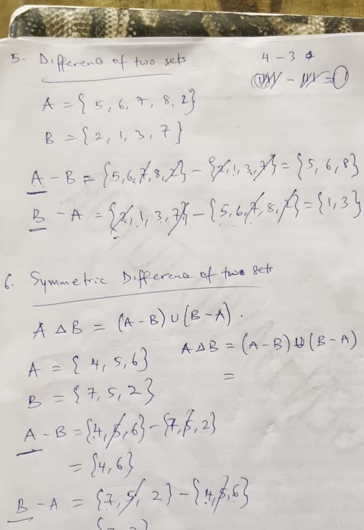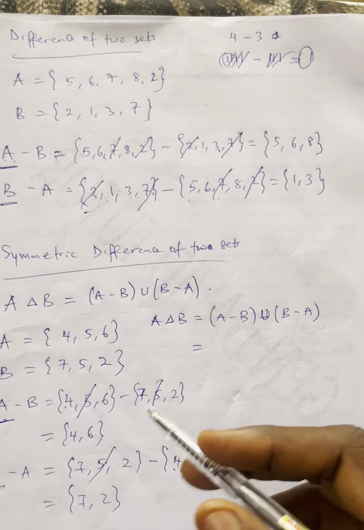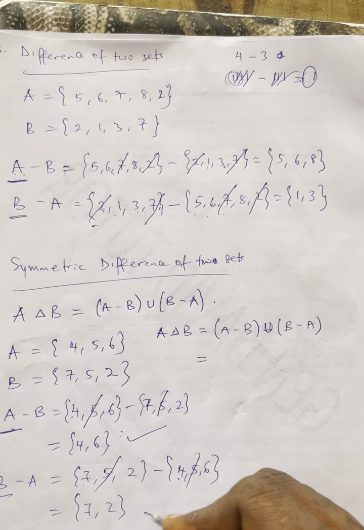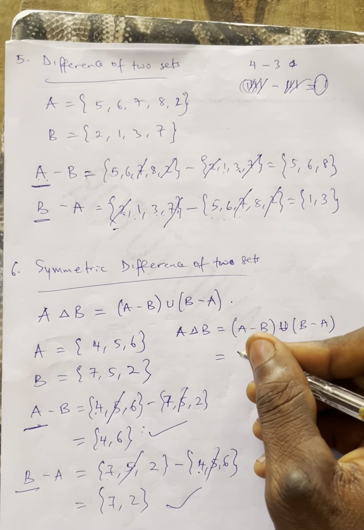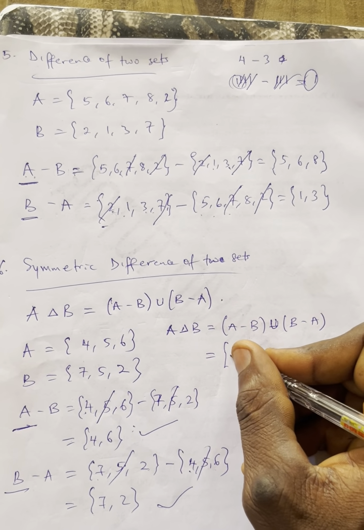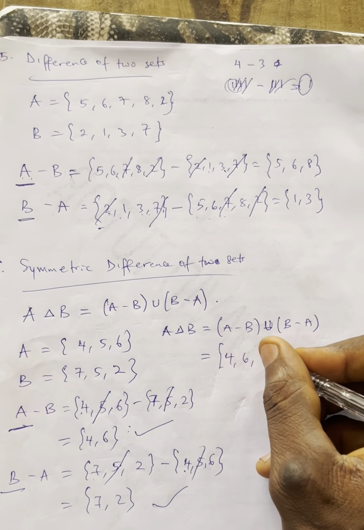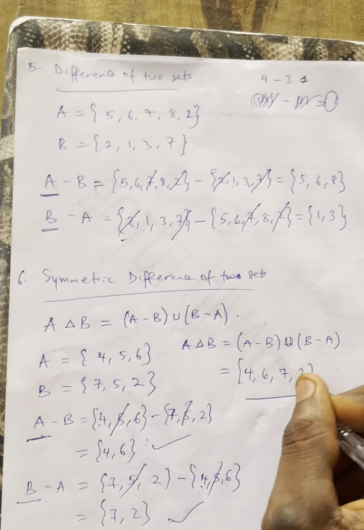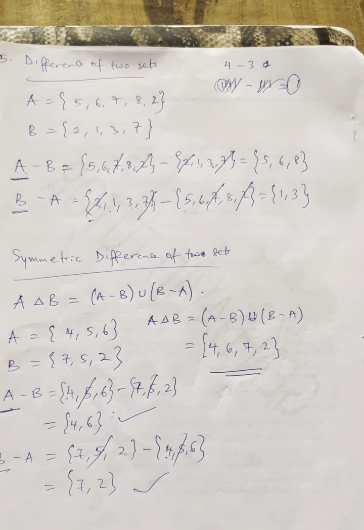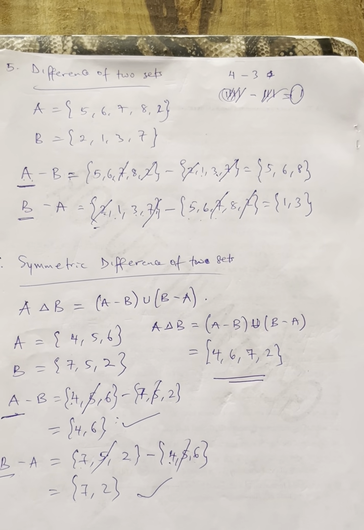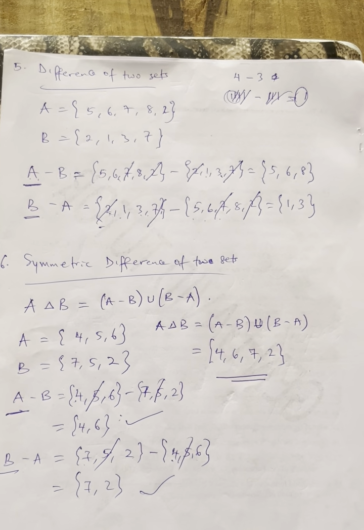Now we say A symmetric B is the combination of A minus B and B minus A without repetition. Let us now combine the two. The first one is 4, 6 and the second one is 7, 2. So this is the answer to A symmetric B. Whenever you are asked to find the symmetric difference of two sets, this is how you do it.